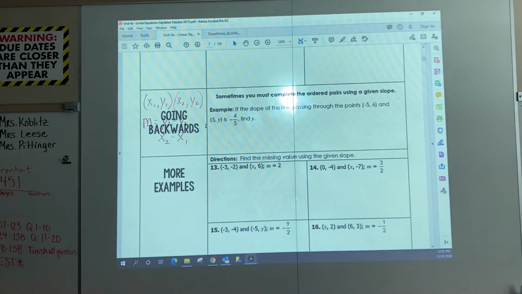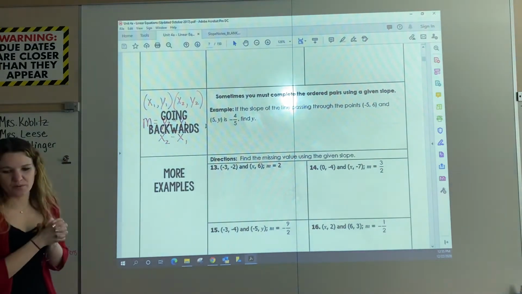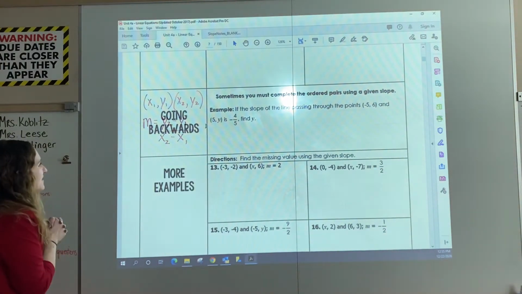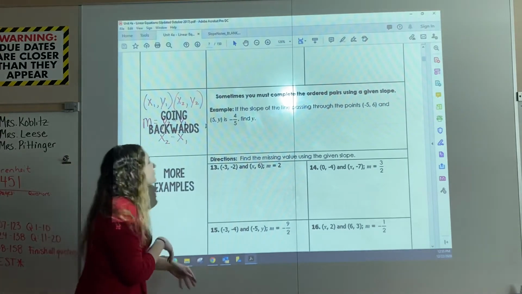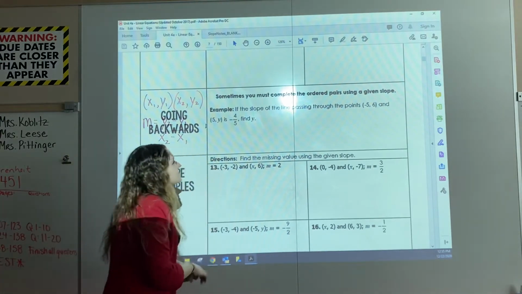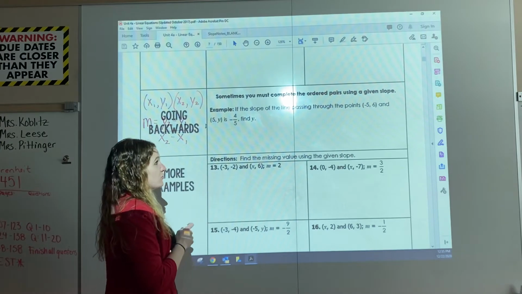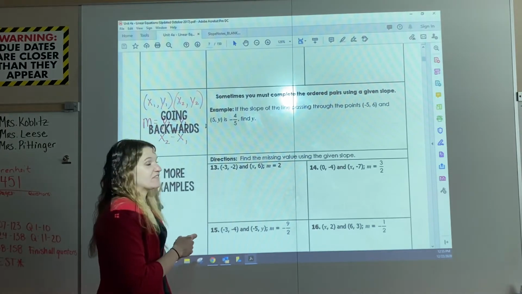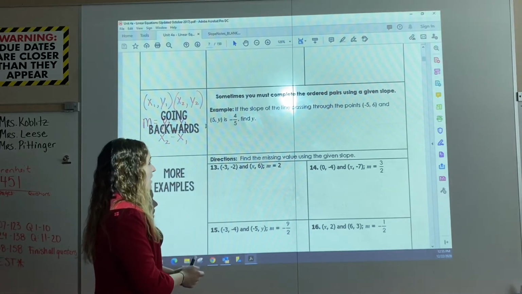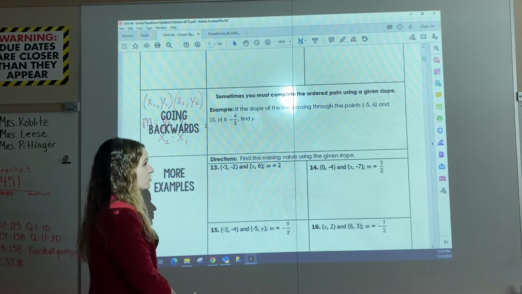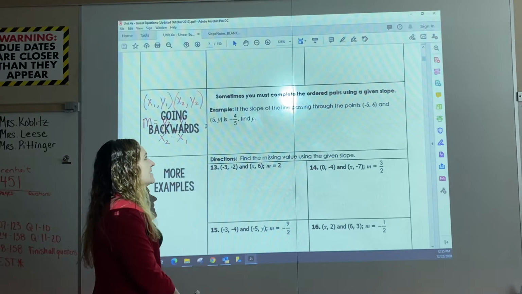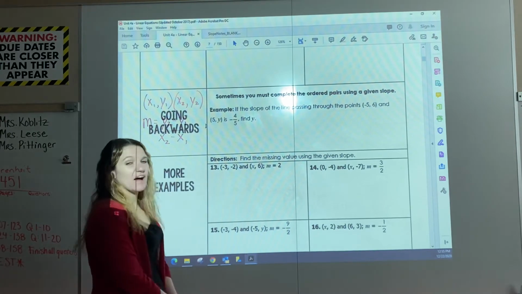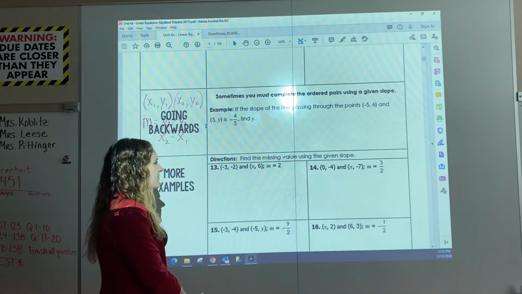We're back. We're doing part 2 of the slope formula notes. This part says going backwards, and we'll see what they want us to do here. So it says, sometimes you must complete the ordered pairs using a given slope. For example, if the slope of the line passing through the points (-5, 6) and (5, y) is -4/5, then find y. How would I do that?